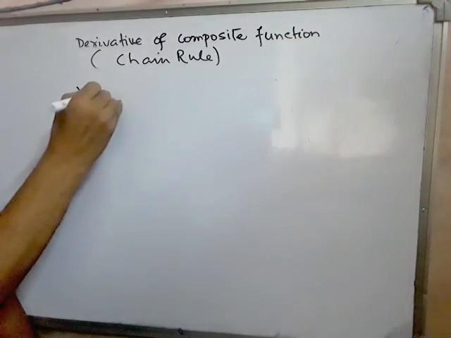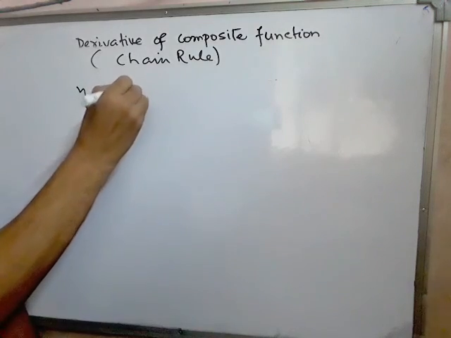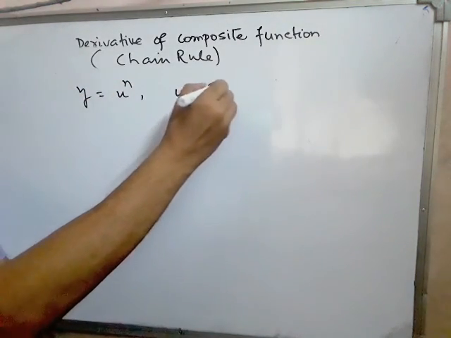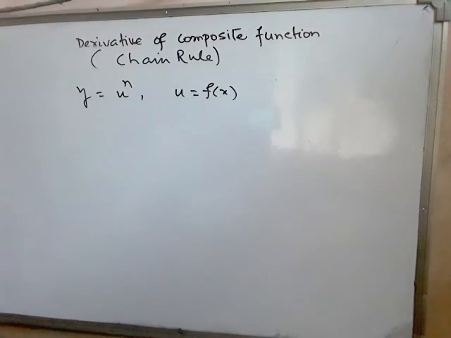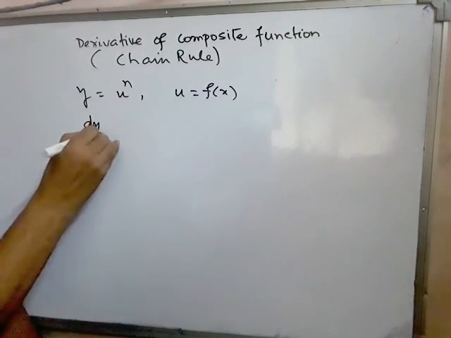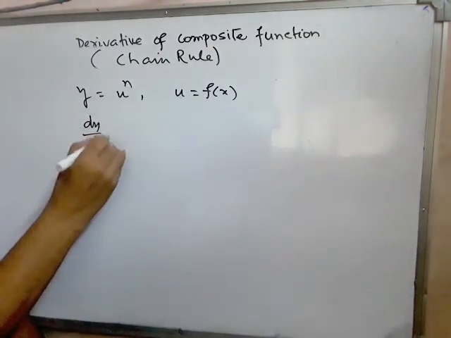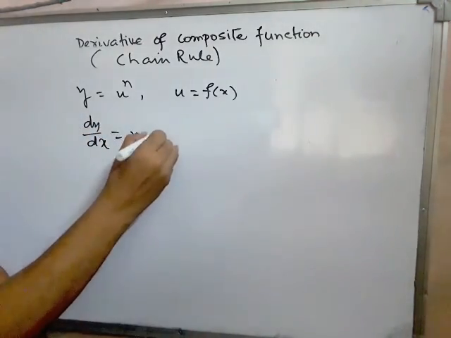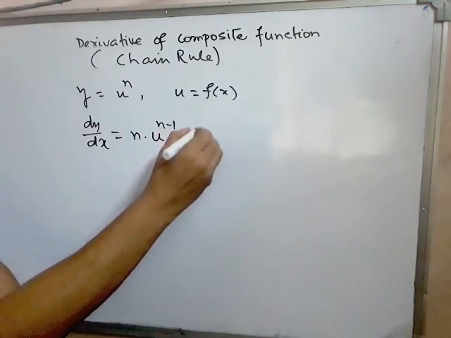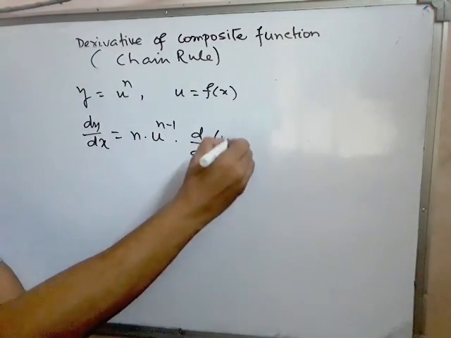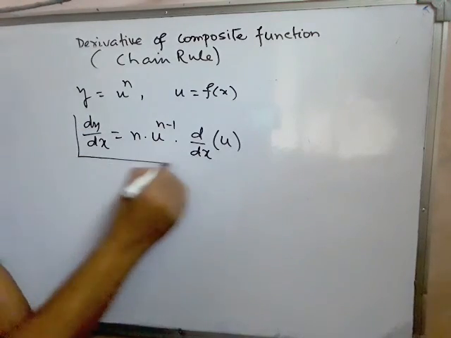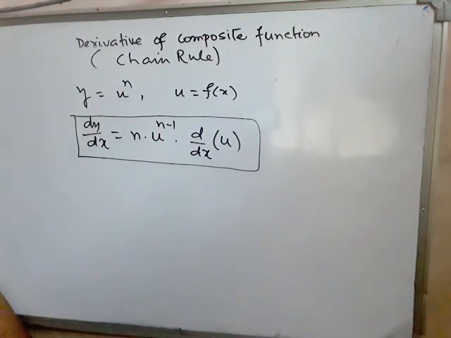If y equal to u to the power n, where u is a function of x, then dy by dx equal to n u to the power n minus 1 into d by dx of u. This is the main formula where u is a function of x.